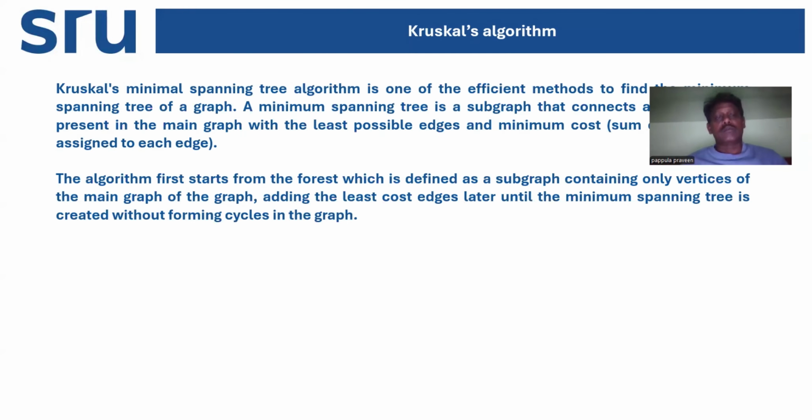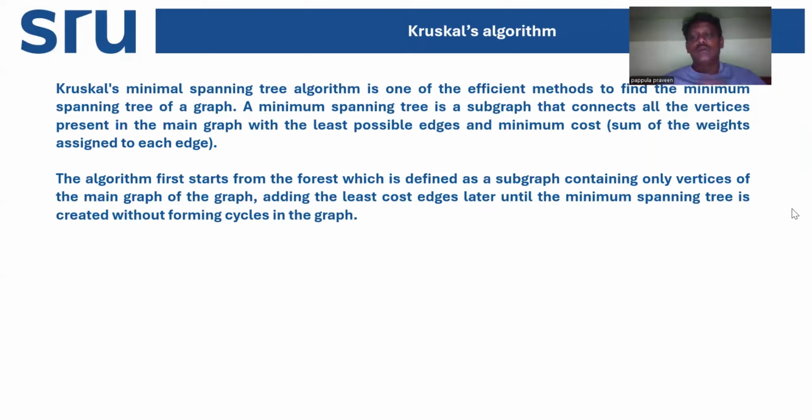And next, coming to Kruskal's minimum spanning tree algorithm, which is an efficient and effective method compared to Prim's algorithm. Find the minimum spanning tree of a graph. A minimum spanning tree is a graph that connects all the vertices present in the main graph with the least possible edges and minimum cost, the sum of the weights assigned to the edges. The main advantage of Kruskal's algorithm is that we choose the minimum cost edge anywhere. There is no need to follow adjacent vertices or adjacent edges. We can directly select any edge from the whole graph. That is the advantage of the Kruskal algorithm.